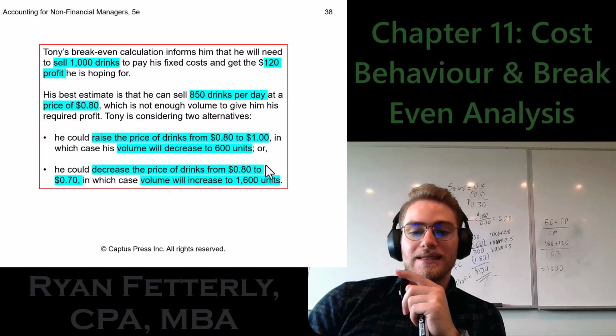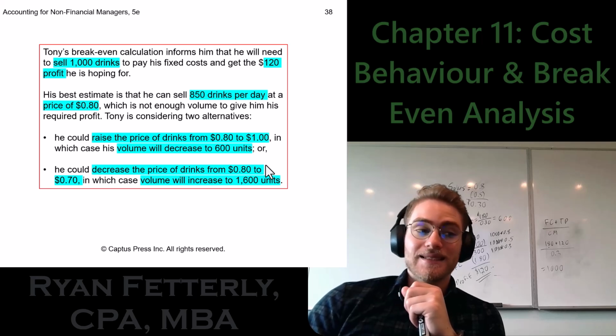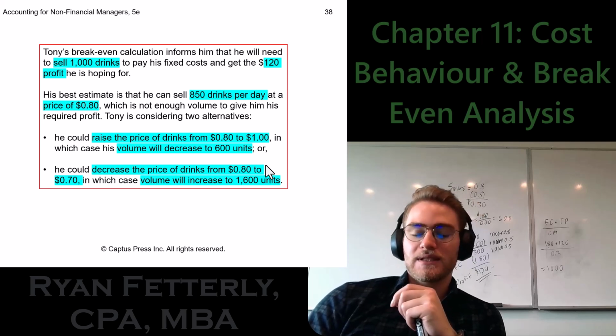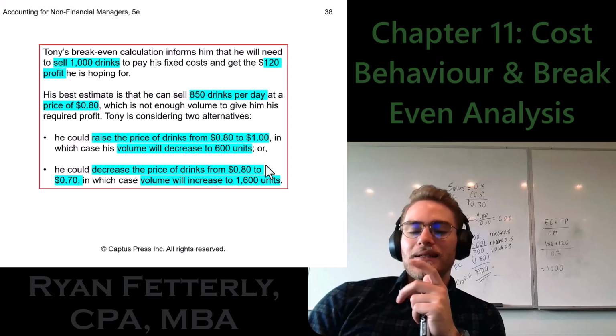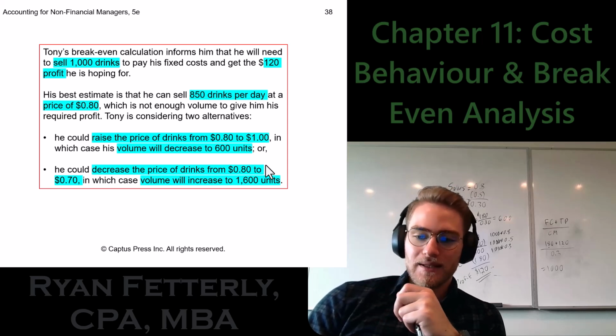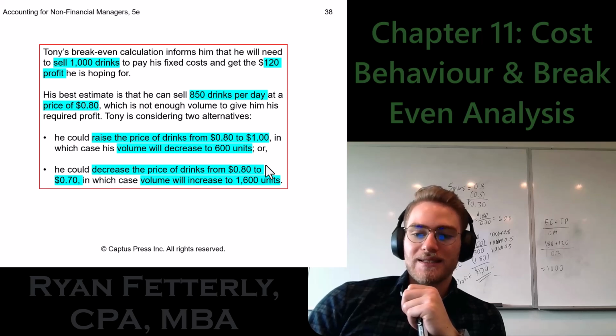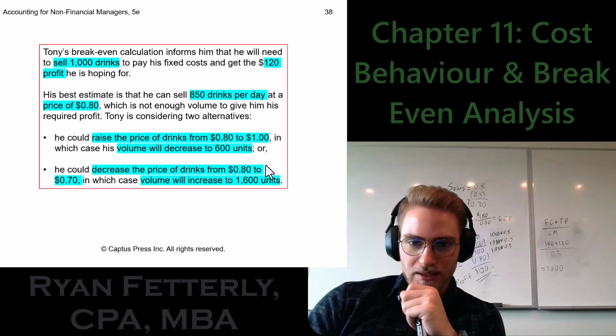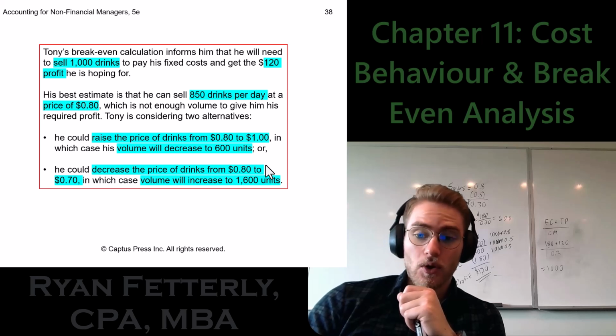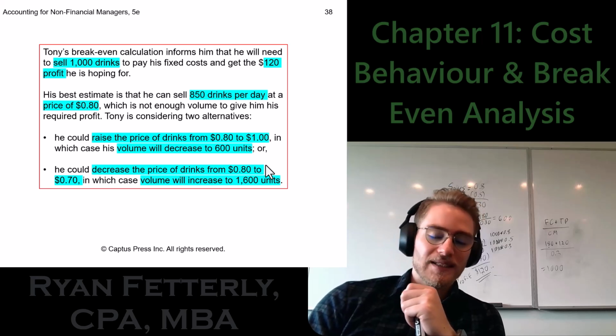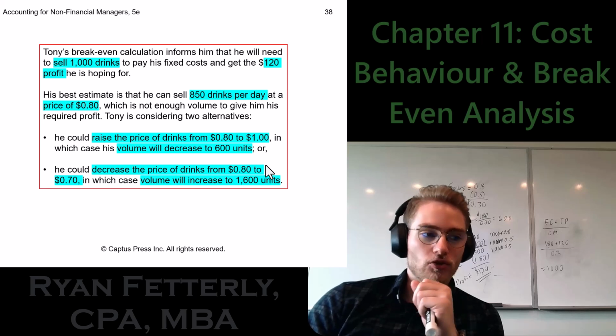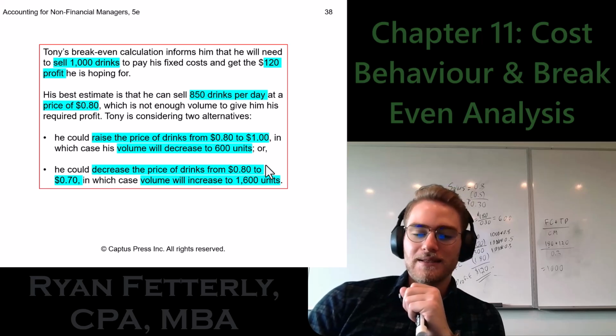Or he could decrease his price from 80 cents to 70 cents, so sell for 10 cents less. In a day, this is going to boost demand. It's going to increase to 1,600 units. So his demand is almost going to double in this case, because he thinks he can sell 850 at 80 cents. His demand is going to go up by 750 units by simply dropping his price by 10 cents.